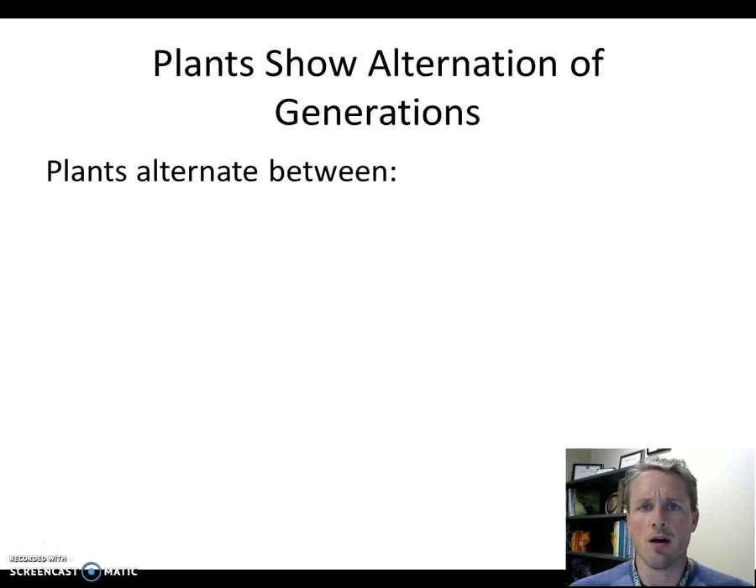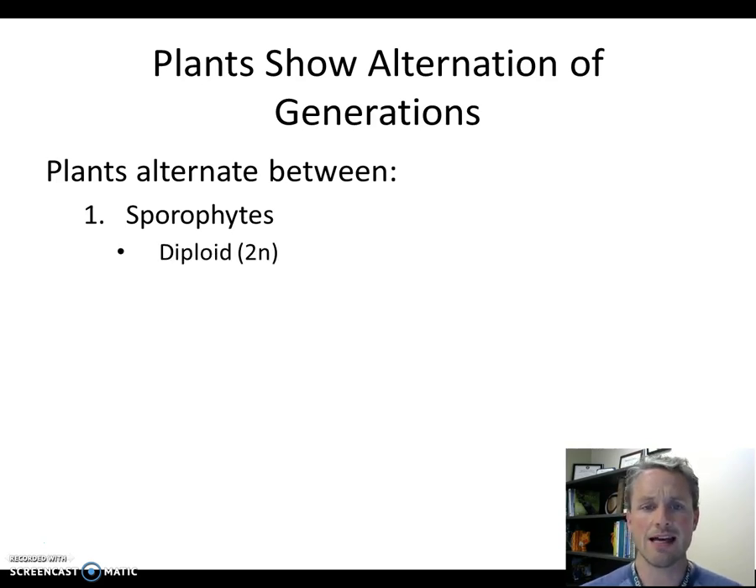So, one of the details that is true for all plants is that they show this characteristic that we call alternation of generations. So this just means that plants alternate between two types of generations. And so we want to define those generations first. So the two kinds of generations that plants alternate between are first something called the sporophyte. So we're going to use this term sporophyte a lot. And the sporophyte is a diploid form of the plant. So it's 2N, it's got two copies of each chromosome.